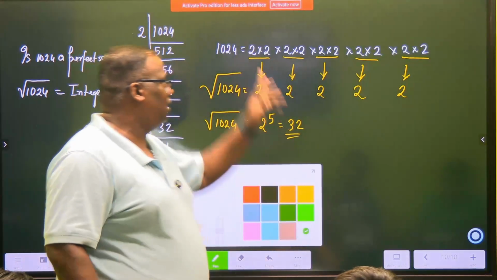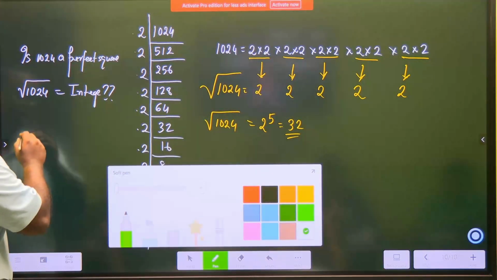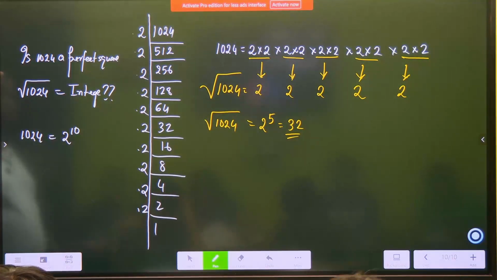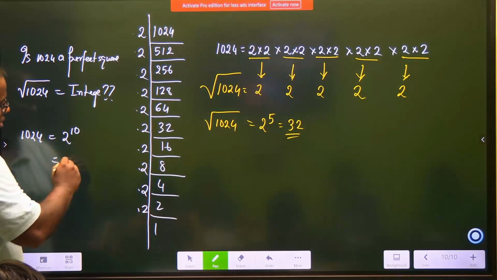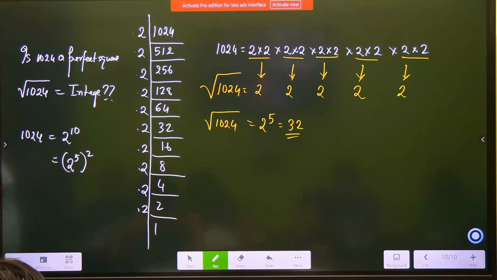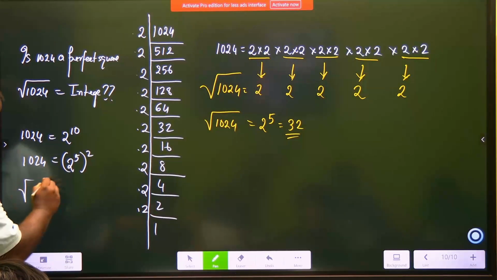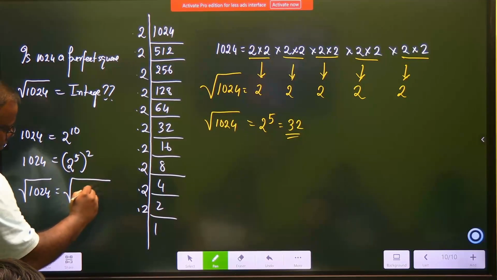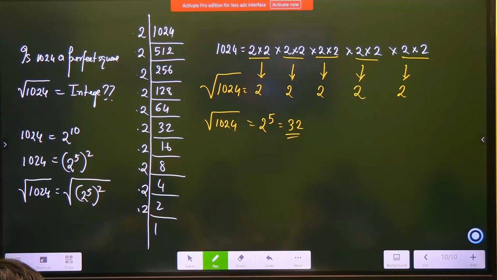ये ऐसे भी हो जाता था, देखो। 1024, you only said it was 2 to the power 10. Do you agree? Right? 2 to the power 5 square. Can I write this? No, sir. क्यों नो? बिल्कुल लिख सकता हूं. अभी इसको मैं कर देता हूं रूट ऑफ 1024, which means इस साइड भी रूट करना पड़ेगा, इधर रूट किया तो इधर भी रूट करना पड़ेगा, तभी ना नंबर सेम है.